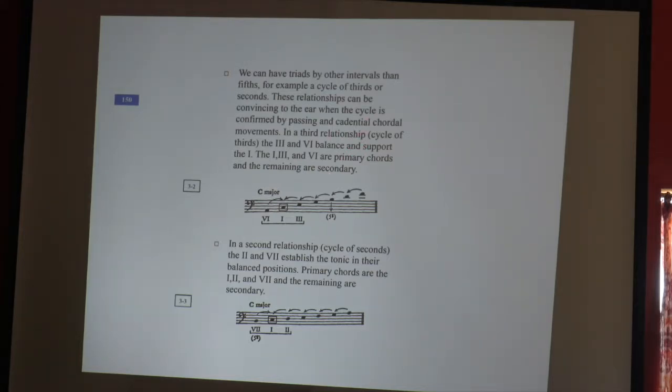In a third relationship, which we call a cycle of thirds, the 3 and 6 balance and support the 1. So the 1, 3, and 6 are primary chords, and the remaining are secondary. So this is a tonic, this would replace the 4, this would replace the 5, and this would replace the 3. This can also be done. In a second relationship, a cycle of seconds, the 2 and 7 establish the tonic in their balanced relationship. So these are all valid, of course.